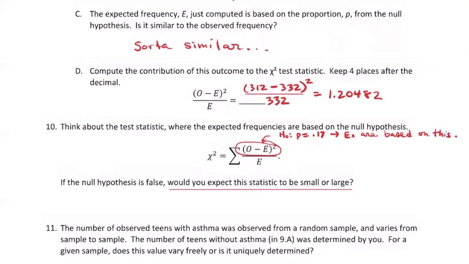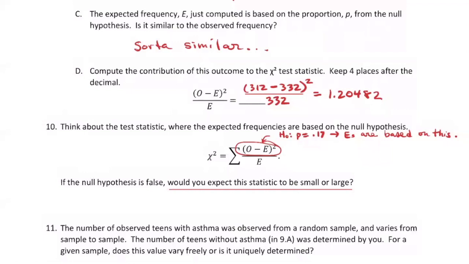If the null hypothesis is true, then what you expect, which is based on the null hypothesis, should be close to what you're observing. If the null hypothesis is true, the observed and the expected should be similar. When O is similar to E, then when you subtract them, it should be close to 0. So your chi-square statistic comes out small when the null hypothesis is true.